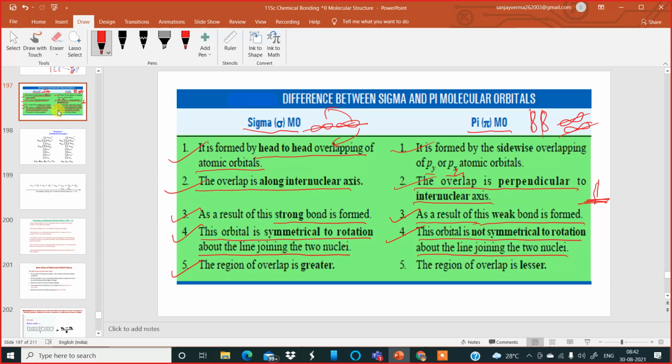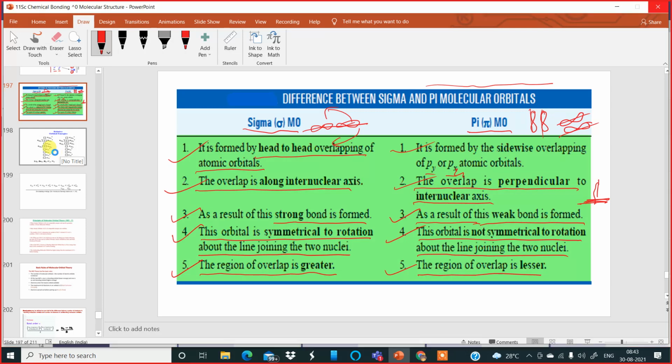Number five, under sigma molecular orbital, the region of overlap is greater, but in the case of pi molecular orbital, the region of overlap is lesser. Okay, so these are some basic differences between sigma and pi molecular orbitals. Now the next thing which you're going to learn is quite important.